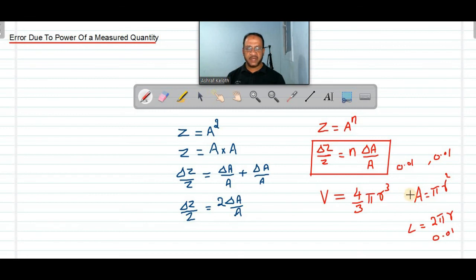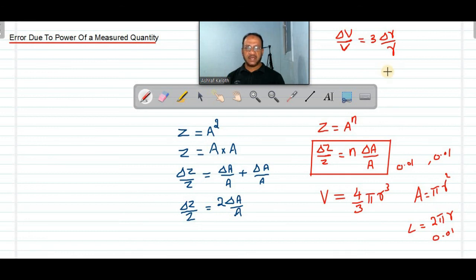Because in the case of the sphere, the area of a circle or the circumference of a circle, the error made in the radius is the same, 0.01. But in volume, that will be 3 times multiplied. What will be the equation for fractional error in the volume measurement? Delta V by V. Sir, 3 delta r by r. Yeah, that is the answer. So total fractional error in the volume measurement will be 3 into delta r by r.